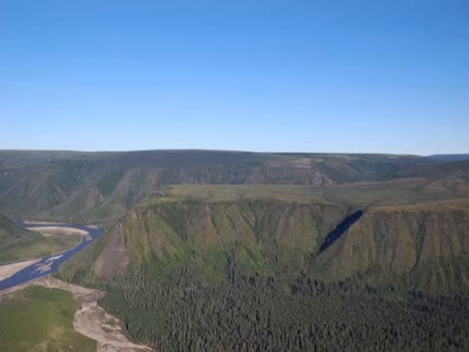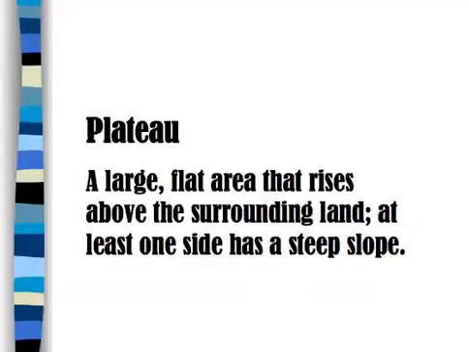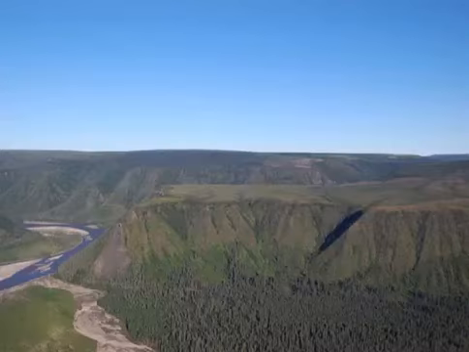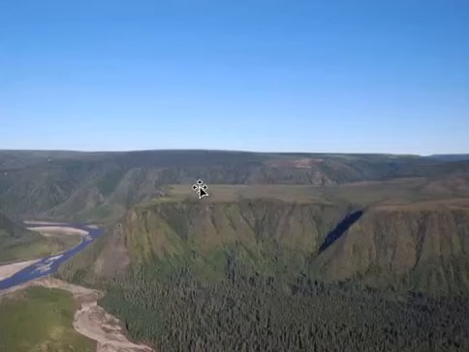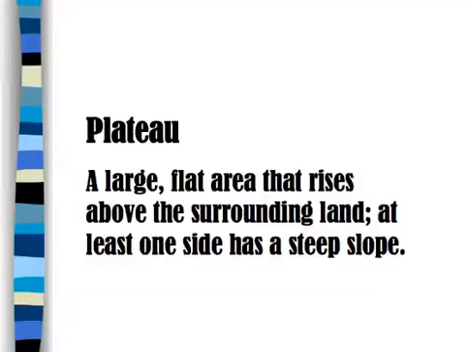Do you know what this is? Again, it looks a little bit similar to a mesa, but it's not. This is known as a plateau. Now a plateau is a large, flat area, right here, that rises above surrounding areas, down here. At least one of the slopes has a steep side. Notice this, and up here you can see has steep sides for that. Here's that definition for you. A large flat area that rises above the surrounding land, at least one side has a steep slope.